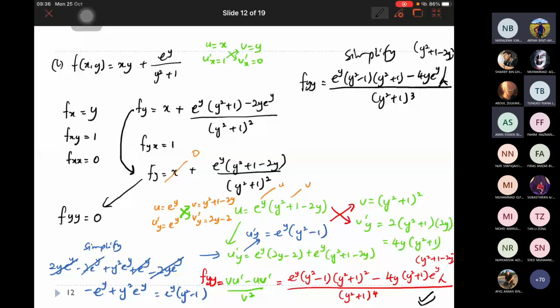Cik dapat tak? Dapat. Oi, panjang je, cepat je jawapan.